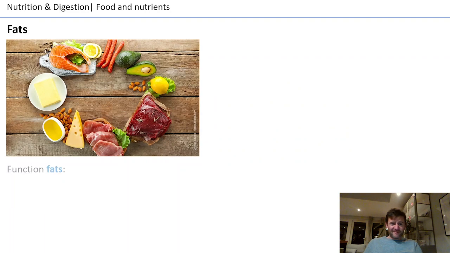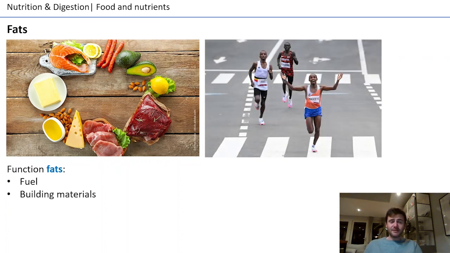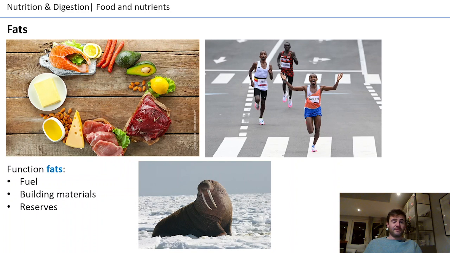Let's begin with fats. Here are some foods that contain lots of fat, and the functions of fat: fuel, building materials. For example, your cell membranes are largely made of fat, and reserves. And in some animals, fat can also act as insulation, like in this walrus.